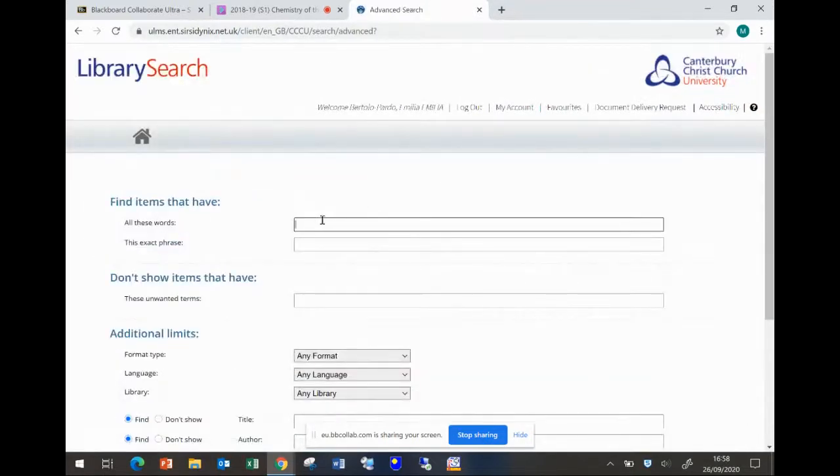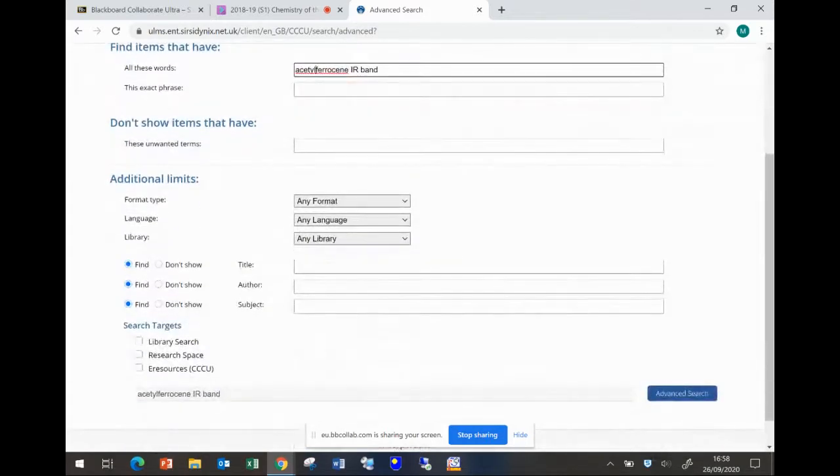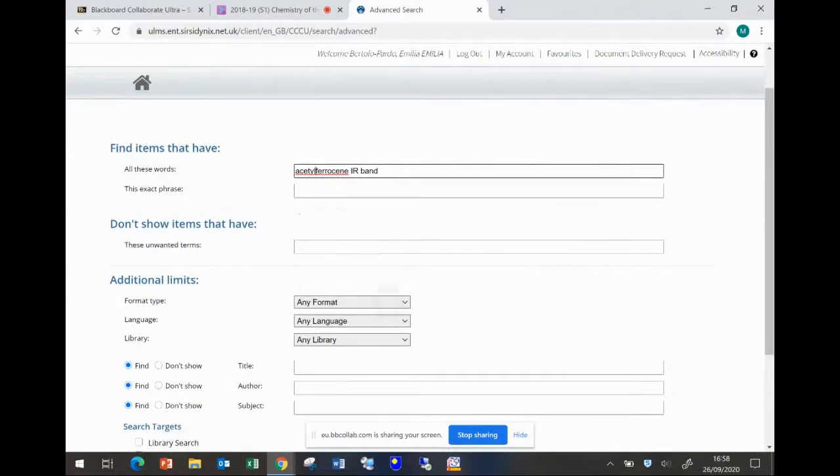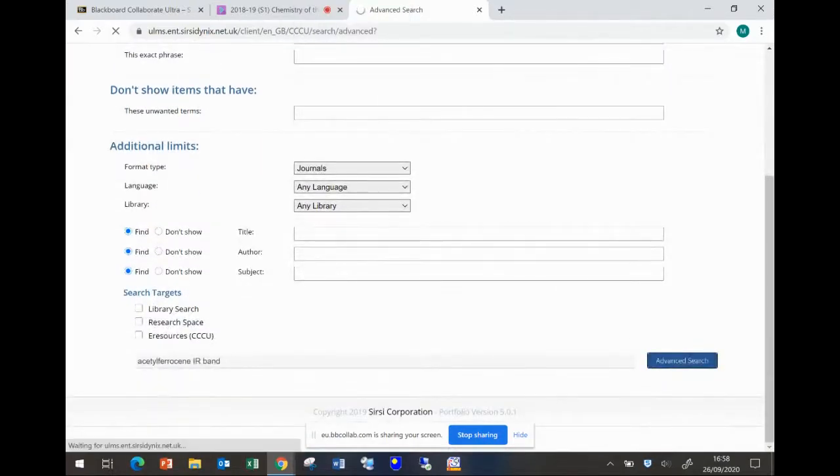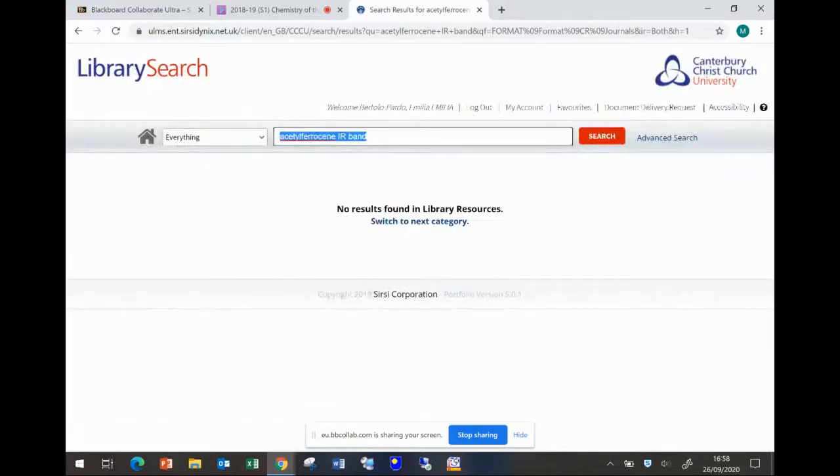Let's say, for example, I'm thinking of a compound, ferrocene. Sometimes you get lucky, and you might be able to find the compound you're looking at, or a similar one, in the search engine. So let's say acetyl ferrocene. Let's see if it appears. And again, any format, no, I want specifically journals. So off I go, and I cross my fingers again.